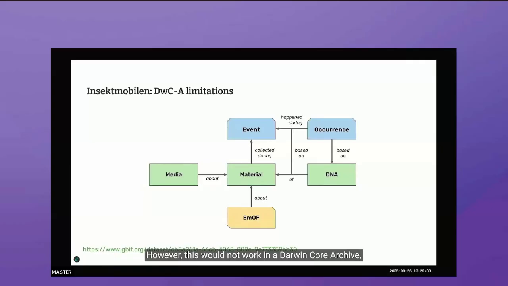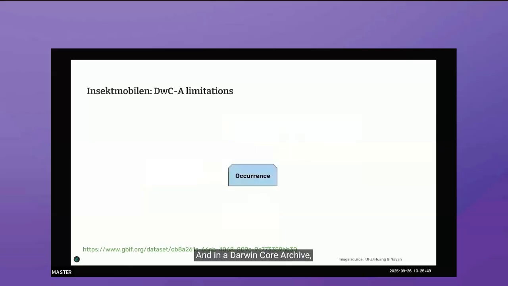However, this would not work in a Darwin Core archive because we have extended information on both the event and the occurrence table. And in a Darwin Core archive, you can only have one core file, either an event, occurrence, or a taxon, and only one layer of extensions to the core file. So the sampling event data had to be shared as occurrence core in order to include the DNA-derived data extension.